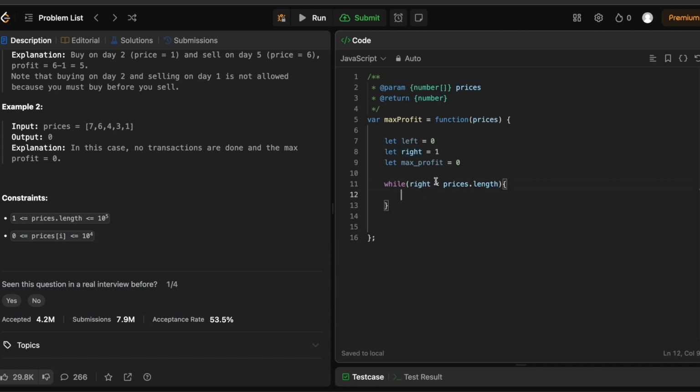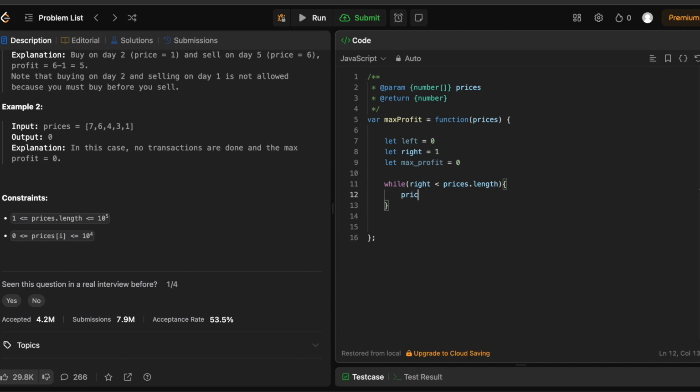And the reason we're using right as our looping pointer is because the right pointer is almost going to represent the current day. And the left pointer is going to lag behind and store the lowest possible value, while the right pointer is just going to go through each day. And with the lowest possible value, which is going to be the lowest day you could have bought, and the current day, we're going to constantly calculate what the profit would be. And whenever that profit is the greatest profit we've seen, we're going to make that our max profit.